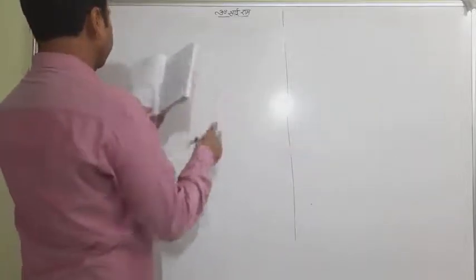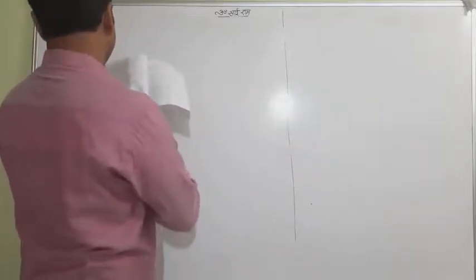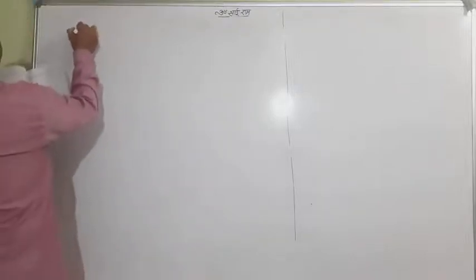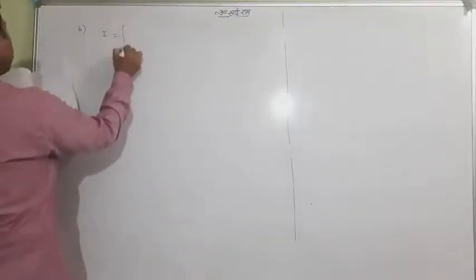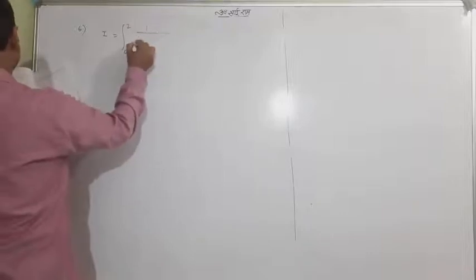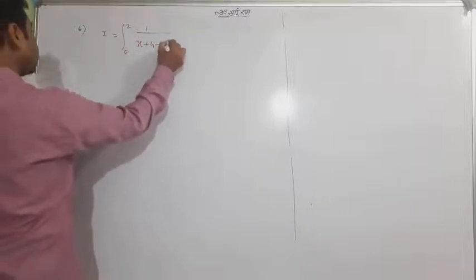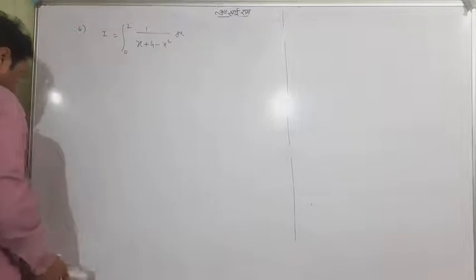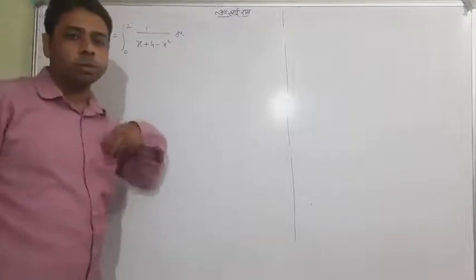We have question number 6, which I am sharing with you. I is equal to the integral from 0 to 2 of 1 upon x plus 4 minus x square, dx. This is the question. How can we deal with this question? Try to understand.